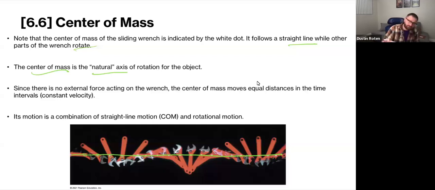around. Since there's no external force acting on this wrench, the center of mass moves in equal distances in the time intervals. So you'll notice when I mark these, they're pretty much evenly spaced. So you can tell that this is a constant velocity.